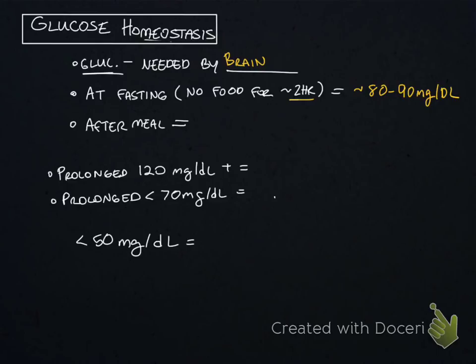Then, after a meal, after you've eaten a meal, your blood glucose should be around 120 to 140, depending on what you eat, milligrams per deciliter of blood. So then, after 2 hours, what should your blood glucose be? In a normal, healthy individual, your blood glucose should return after 2 hours back to 80 to 90 milligrams per deciliter. Prolonged blood glucose levels of 120 milligrams per deciliter or even greater is called hyperglycemia.